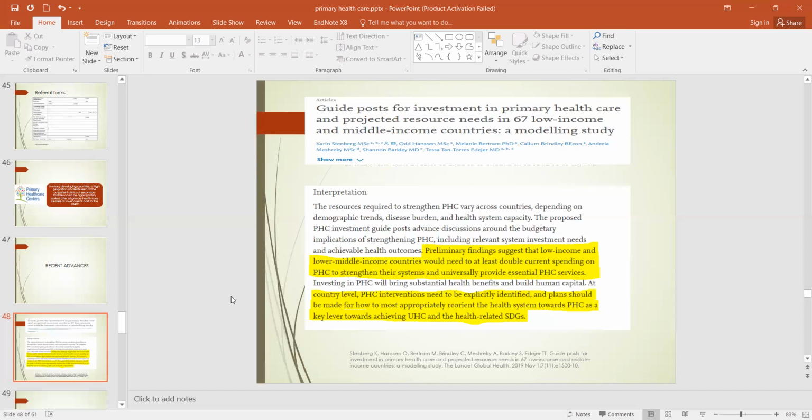At country level, primary healthcare interventions need to be explicitly identified and plans should be made for how to most appropriately reorient the health system towards primary healthcare as a key lever towards achieving universal health coverage and health-related sustainable development goals.